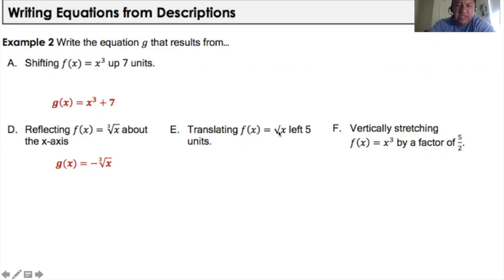So translating the square root of x left 5 units. Well, right or left is inside the radical sign. Opposite. So it's moving to the left. We would do +5. Normally when we think about plus, we think about going right, but in translations, you've got to think opposite the sign. And last but not least, vertically stretching f of x equals x to the third by a factor of 5/2. Simply put that in front of the x to the third. So we have g of x equals 5/2 x to the third.